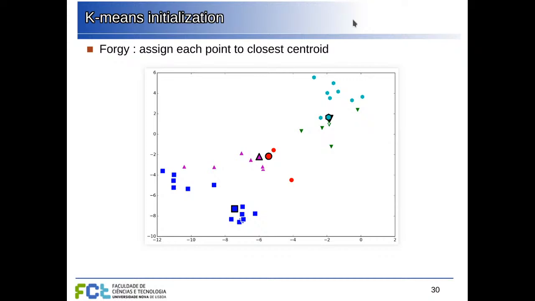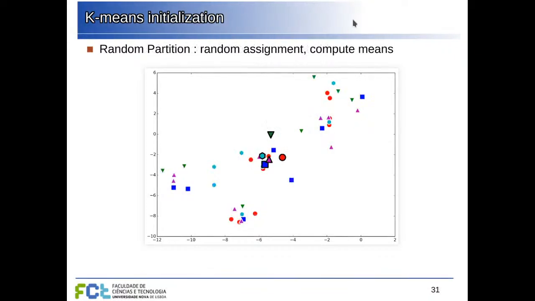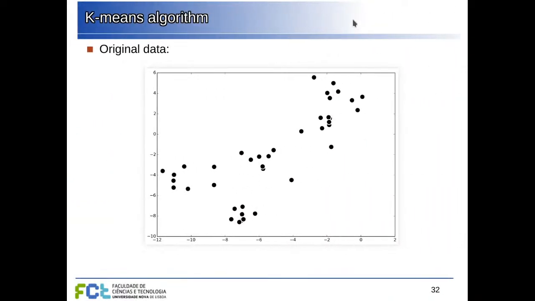But this is the first step. We are starting with an initial guess of where the centroids are. And now what we're going to do is to iteratively apply Lloyd's algorithm to find the position of the centroids where everything converged and there are no longer any changes. So let's see how that looks like. We start, for example, with the Forgy initialization. We start with these 5 initial centroids. We compute the clusters by assigning each point to the closest centroid.